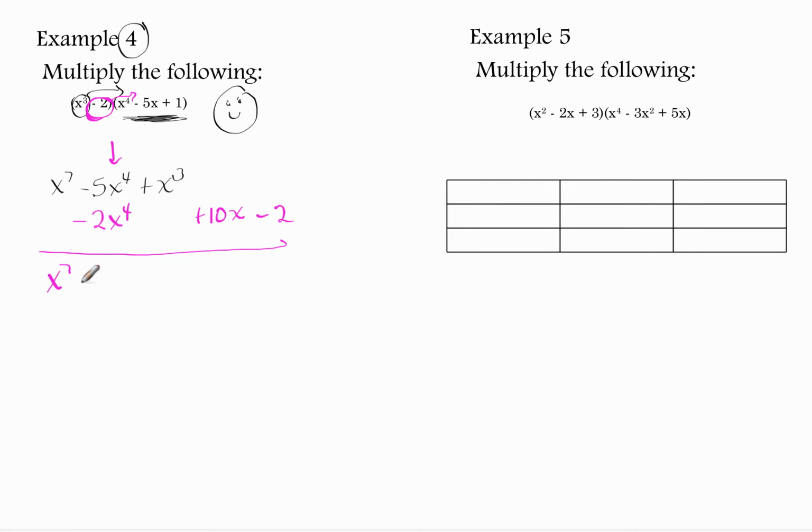X to the seventh, negative 7x to the fourth. I have an x cubed. I have a 10x. And I have a minus 2.